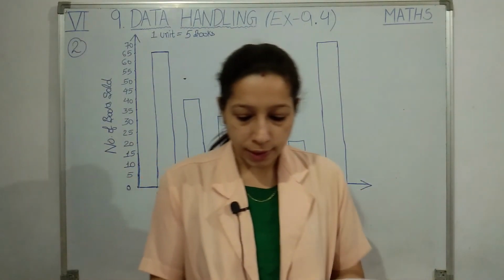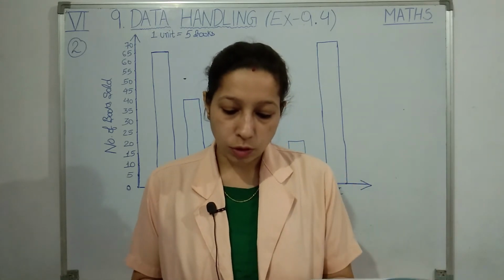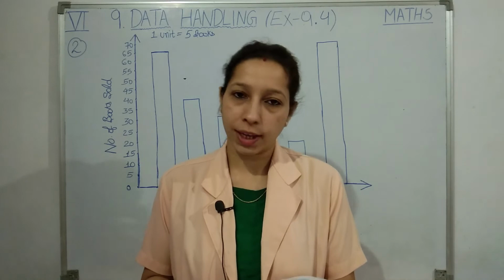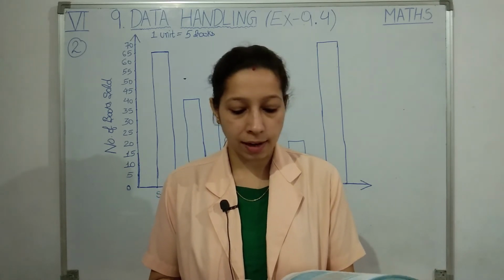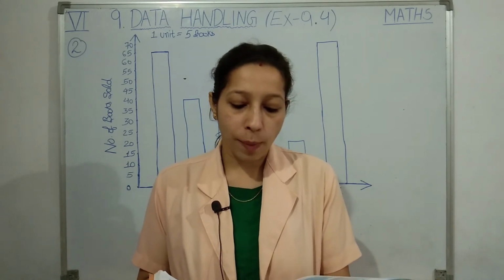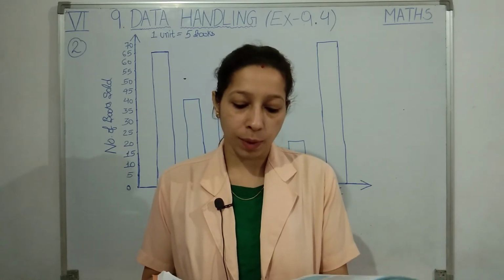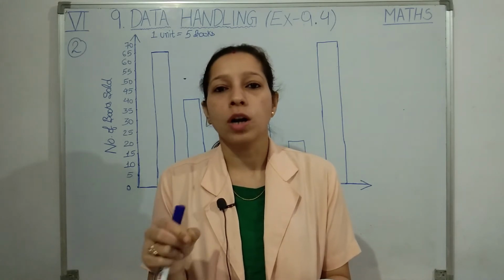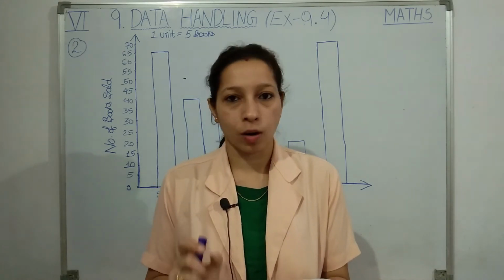Question number 2 students. The number of mathematics books sold by a shopkeeper on 6 consecutive days is shown below. We can see one table is given, days and number of books sold on particular days are given to us. Then draw a bar graph to represent the above information choosing the scale of your choice. So here scale is not mentioned, it's your wish how much scale you are going to take.